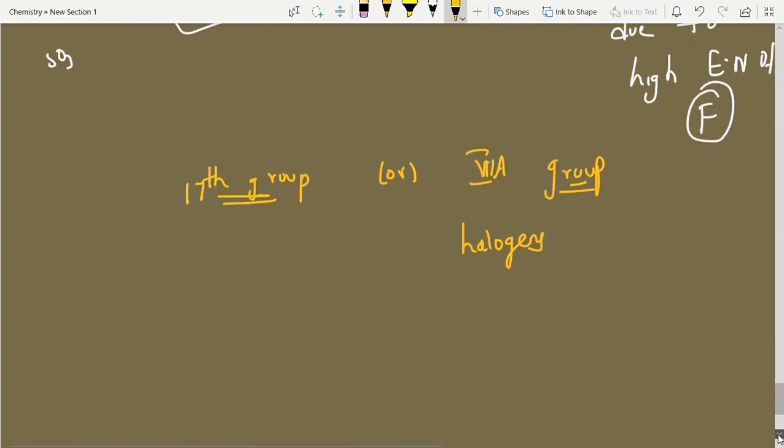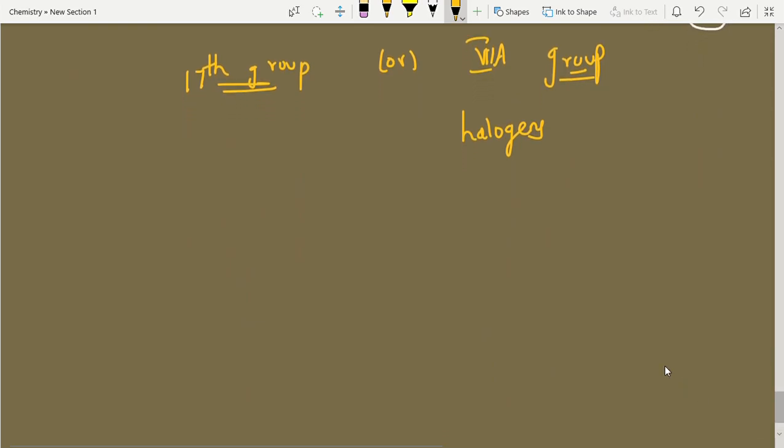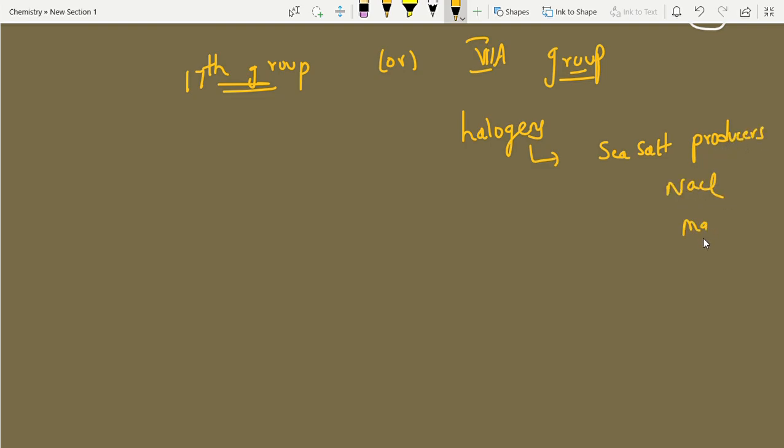Now the 17th group, also called the 7A group. Those are also called halogens. Halogens are nothing but sea salt producers. Whatever salts we are getting from the sea: NaCl, MgCl2, like this, all rock salt. Halo is nothing but sea salt, gens means producers. Now fluorine, chlorine, bromine, iodine, and astatine, which is radioactive.